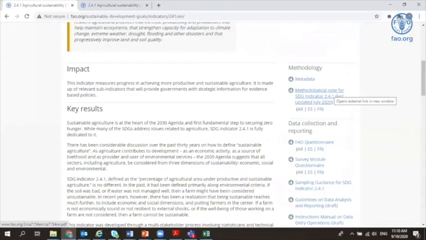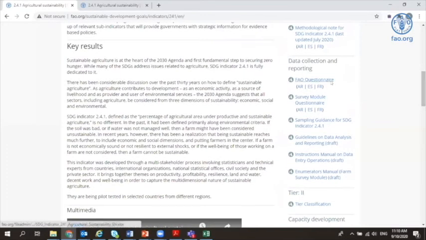So we have the methodological note. Then we have the FAO data collection questionnaire, which I was talking about yesterday, which Stefania, in fact, was also talking about yesterday. It's available in 3 languages. Then we have the survey module that I mentioned in my presentation yesterday, which countries can use to collect information from the holdings to measure and monitor SDG 2.4.1. Now, as I mentioned earlier, this survey module can be administered as a standalone survey, or it can be integrated at appropriate places within your current agriculture surveys.